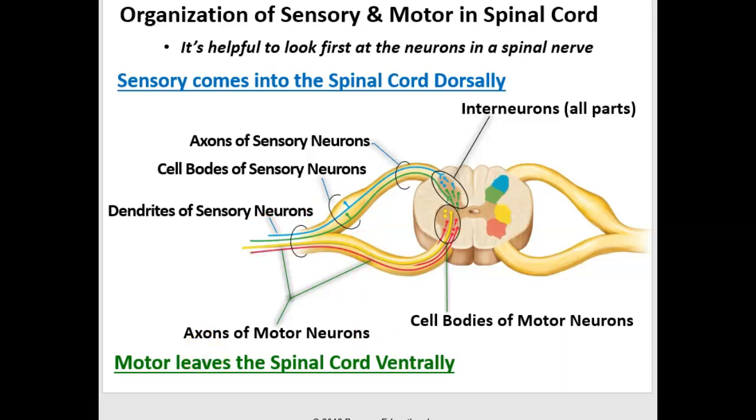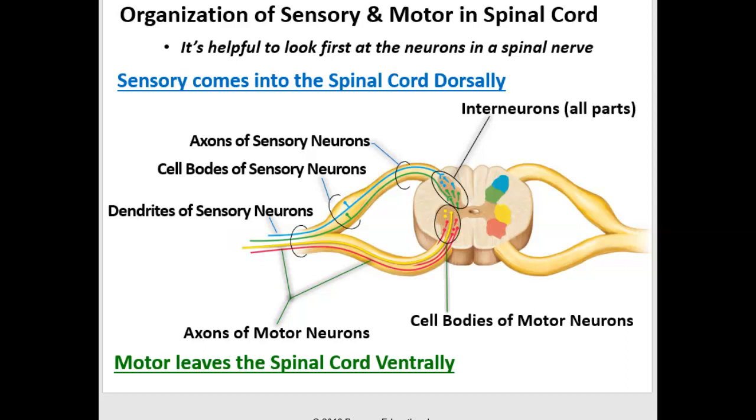Now the reason we talk about these different regions is because we're interested in understanding what the organization of sensory and motor is within the spinal cord. To do that, I think it's helpful to first look at the neurons in a spinal nerve, and then we'll look at the cord. So sensory information always comes into the spinal cord in the dorsal region. So here we have sensory information, and it is traveling in a spinal nerve to the spinal cord. So dorsal is always sensory.